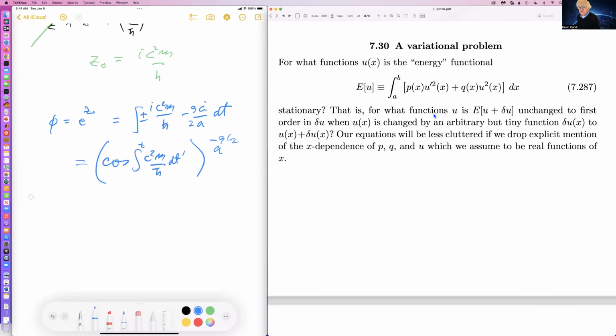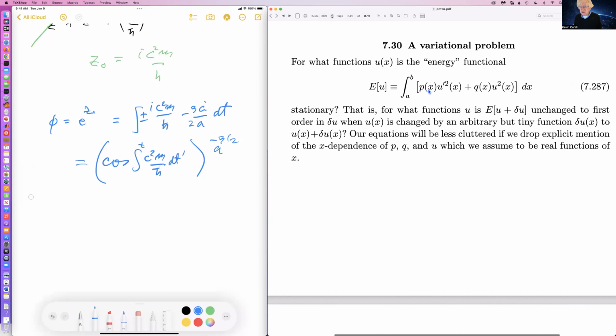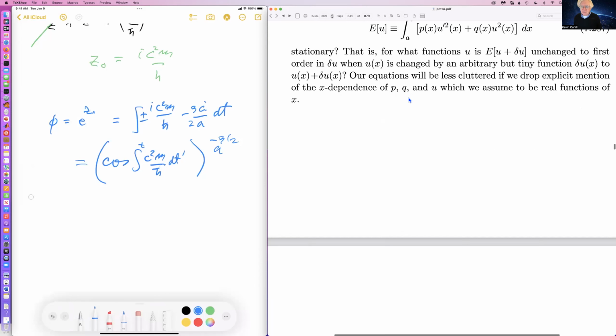So the next topic is something of theoretical interest, and I think it's good to understand these things, and so I'm going to go through them. Suppose we have an energy functional, the integral of p u prime squared plus q u squared dx, and so when is E stationary, or equivalently, when is E maximal or minimal? And so what happens if we do that?